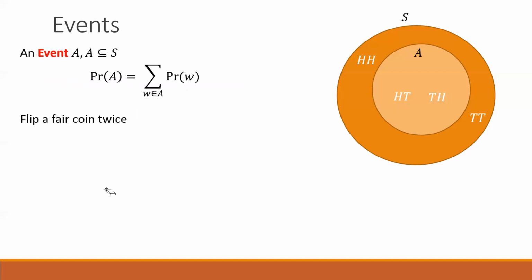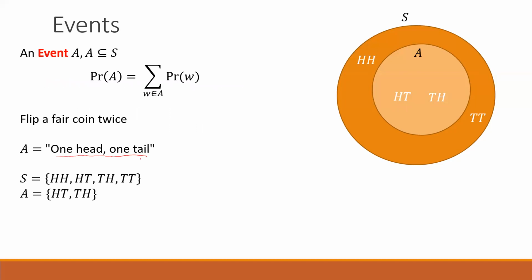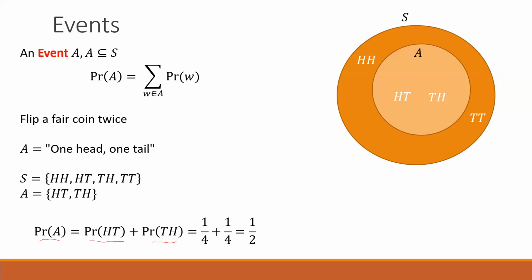All right, so if I flip a fair coin twice, and the event A is that I have 1 head and 1 tail, then my sample space is, of course, all of the possibilities, and my event A consists of heads, tails, and tails, heads. Now my probability of event A happening is the probability that I flip heads, tails, plus the probability that I flip tails, heads, which is 1/4 plus 1/4, equal to 1/2. All right. Questions?